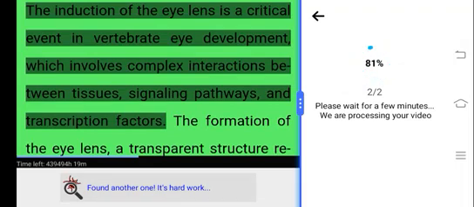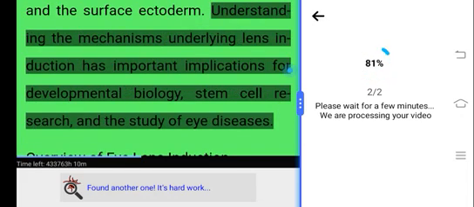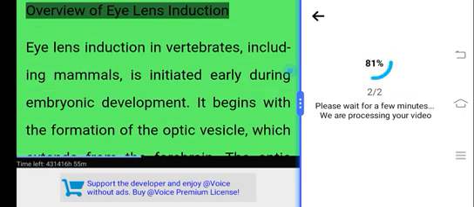The induction of the eye lens is a critical event in vertebrate eye development, which involves complex interactions between tissues, signaling pathways, and transcription factors. The formation of the eye lens, a transparent structure responsible for focusing light onto the retina, is initiated by signals between the optic vesicle from the neural ectoderm and the surface ectoderm. Understanding the mechanisms underlying lens induction has important implications for developmental biology, stem cell research, and the study of eye diseases.